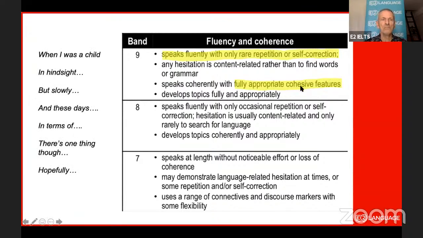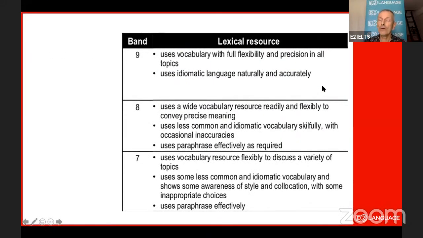And there we go. When I was a child, in hindsight, but slowly. And these days, in terms of, there's one thing though, hopefully. All right. So here we've got some great little expressions he's using to link his ideas together. And he develops his topics fully and appropriately. All right. How about his vocabulary?